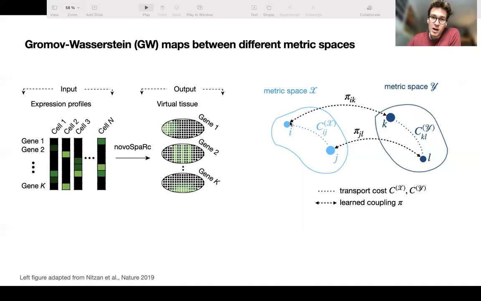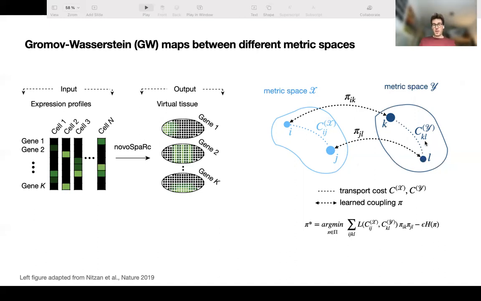And you say you can only measure distances within each respective space. So you have your distance matrix Cx, which lives in X space, and you have distance matrix Cy that lives in Y space. And what you can do, you can make pairwise comparisons. So you can basically say, if I and J are similar in space X, they should be mapped to a pair, K and L, that are similar in space Y.